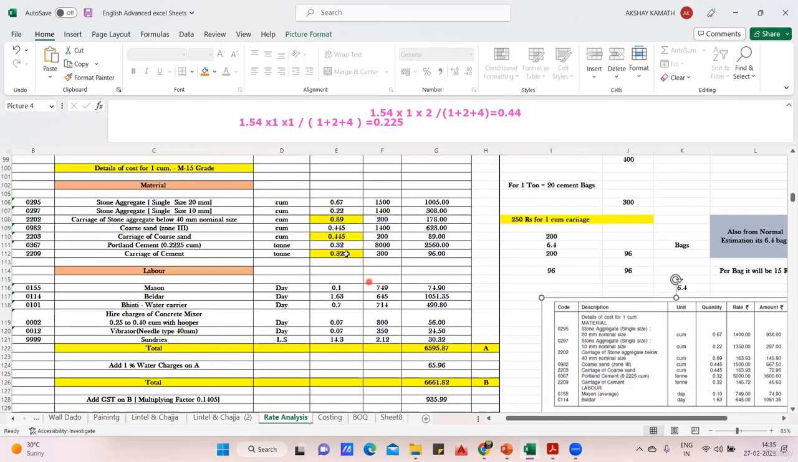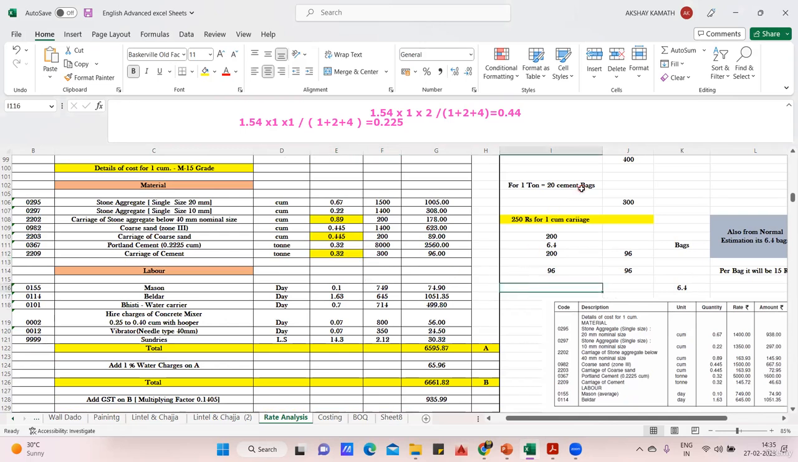See, this is 0.32 tons we have. So what I'm supposed to do, in 1 ton, we know 20 cement bags are coming. To transport one cement bag, that is carriage of the cement, one bag, the labor will charge you like 15 rupees per bag. So how many bags I have? 20 bags I have. So 20 into 15 will be 300 rupees. So I'll just put 300 rupees here. That calculation I've done for 1 ton.